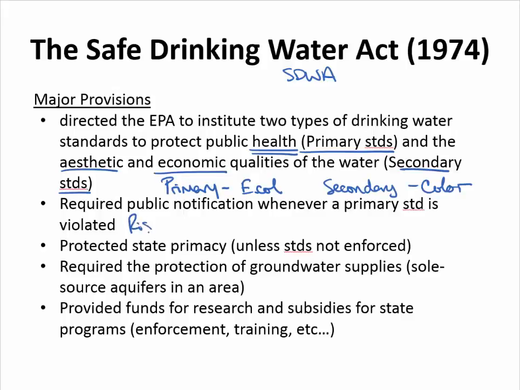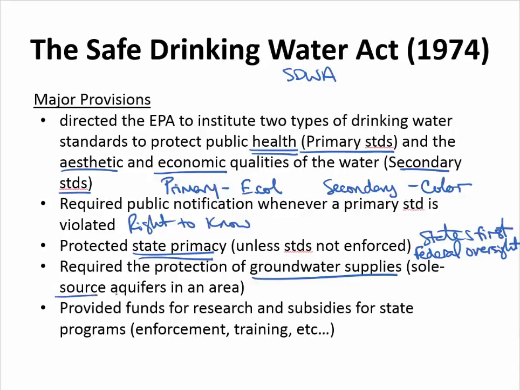The Act also included a right to know clause, which stated that any time a primary standard was violated, the public should be notified. It protected state primacy so that first states would issue the regulations, and only if they did not uphold the federal standards would standards be enforced. It required the protection of groundwater supplies, which are sole source aquifers for drinking water, and it provided funds for the states to create programs under this act.